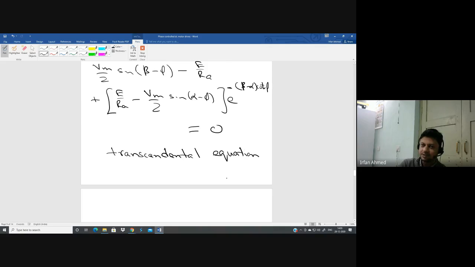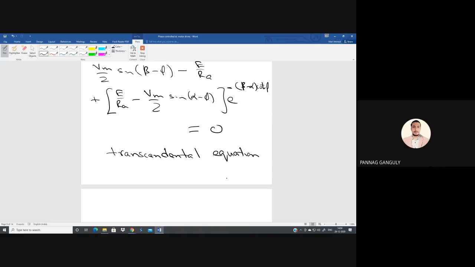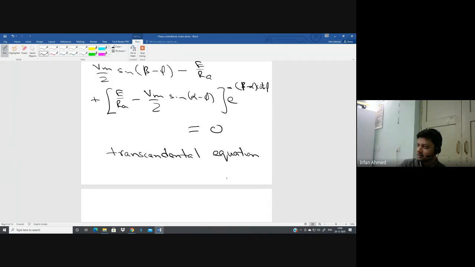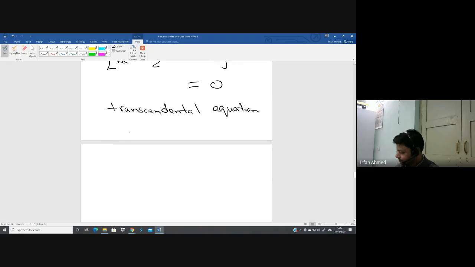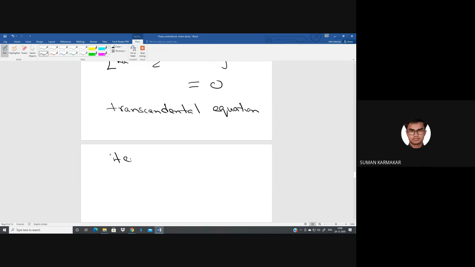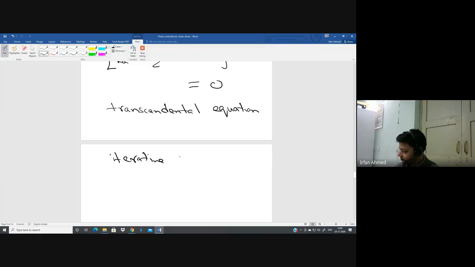Now you must have learned some numerical solution techniques. Correct? But this equation, being a single equation, does not justify using complicated solution techniques. So we go for the simplest solution method, and that is the trial and error method.